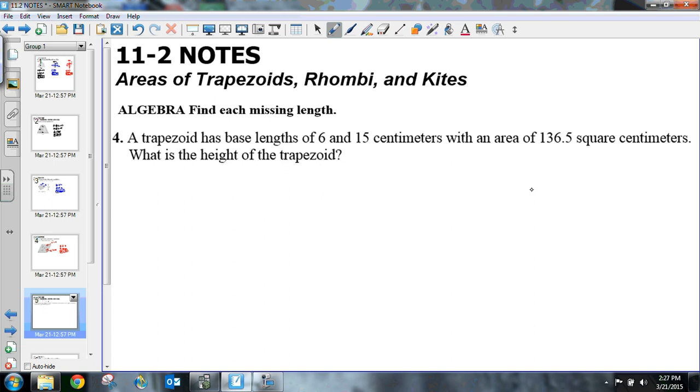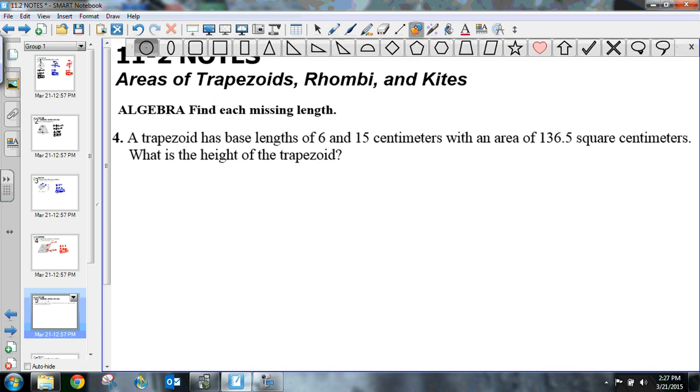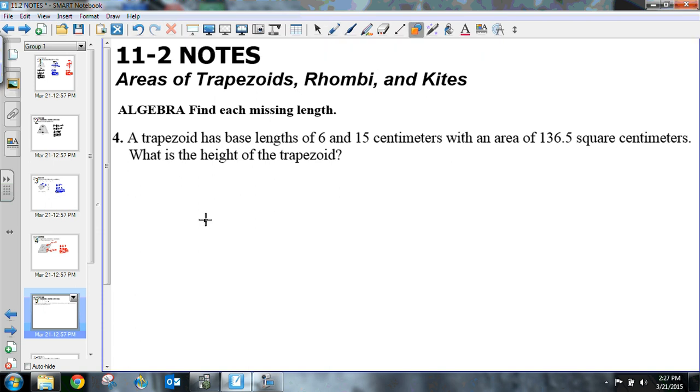All right, so look at number 4. Okay, now what it says is a little bit different. It says the trapezoid has base lengths of 6 and 15. The area is 136.5 square centimeters. What is the height of my trapezoid? So let's kind of draw a generic trapezoid here. All right, 6 and 15.